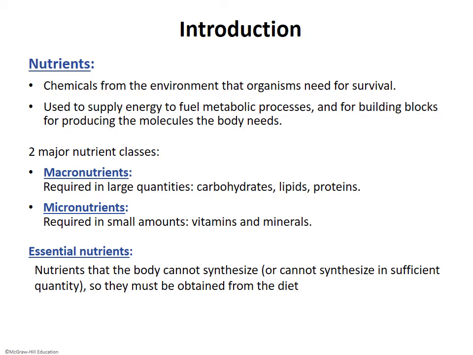All right? Macro means big or a lot. Micro means small or a little. And so the macronutrients are the organic compounds. This is what our body is mainly made up of. So we need that in abundance. And then the micronutrients, which are the vitamins and minerals, again, mainly the electrolytes, which we kind of just refer to as ions.